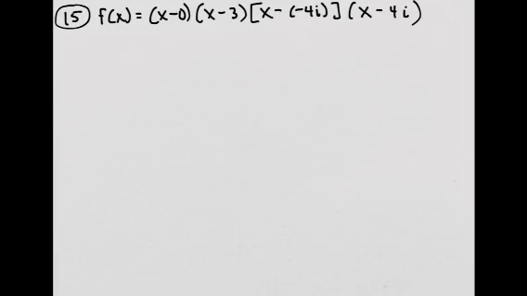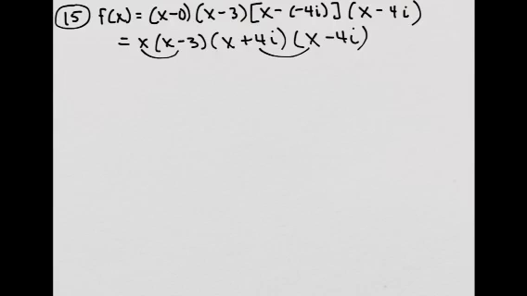So here's the setup. The zeros were 0, so that's here. 3, negative 4i, and again, because the negative 4i was a 0, the positive 4i also had to be a 0. Okay, these come in conjugate pairs. So I'm going to simplify and write it as x. I don't need the 0 anymore. x minus 3, x plus 4i, x minus 4i.